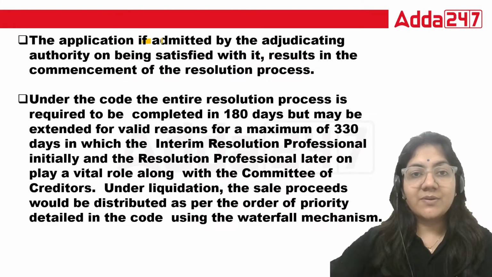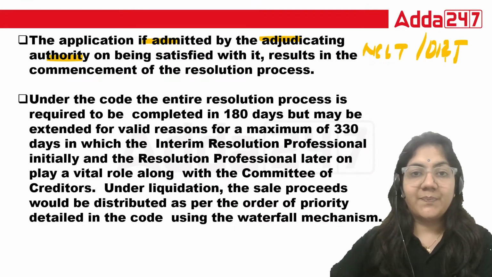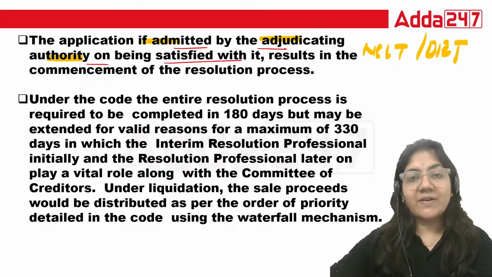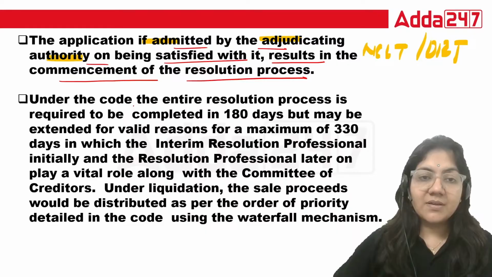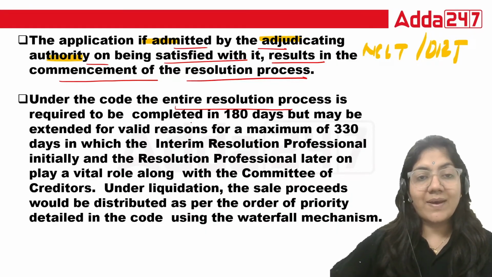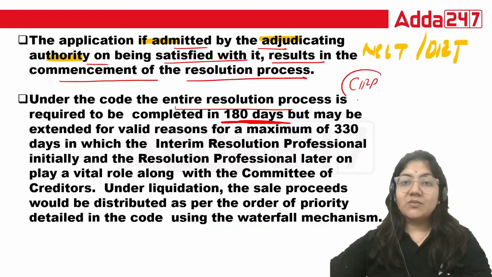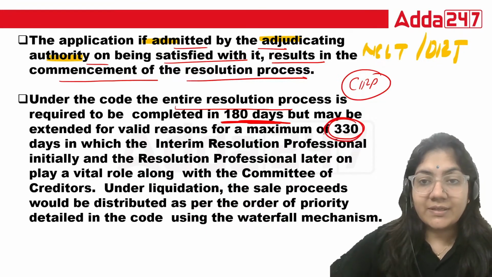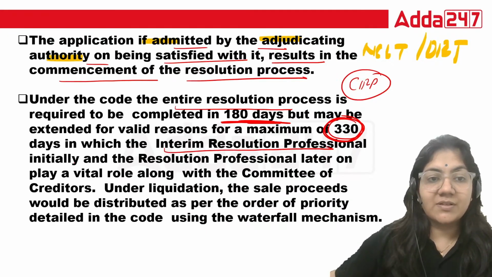The application, if admitted by the adjudicating authority, so we have NCLT and DRT, that will be the adjudicating authority, on being satisfied with it, results in the commencement of the resolution process. Under the code, the entire resolution process is required to be completed within 180 days. So guys, this CIRP has to be completed within 180 days, but it may be extended up to a maximum of 330 days.